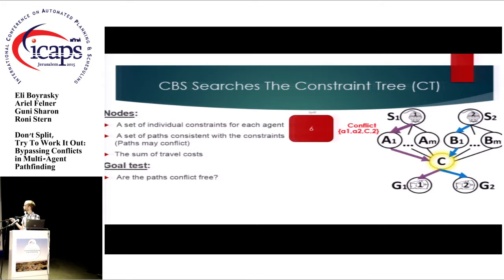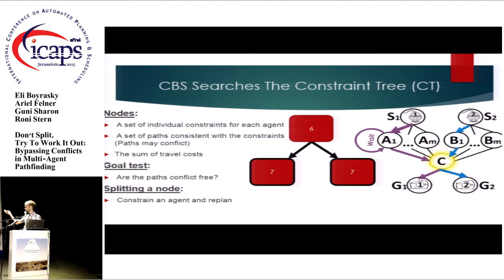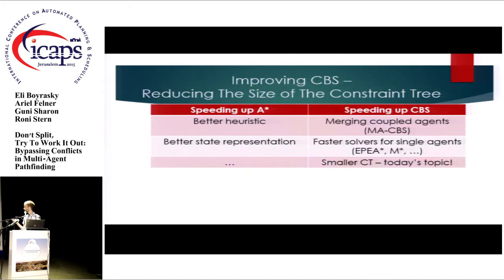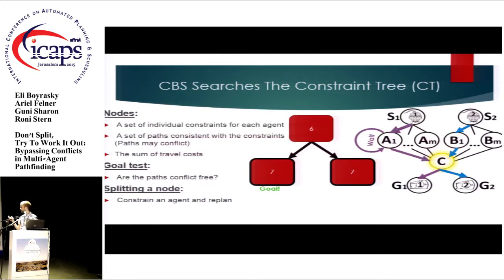So we perform the split operator. The logic of the split operator is that either mouse number one can't be in C in time step 2, or mouse number two mustn't be in C in time step 2. They can't both be there at the same time. So we create two child nodes, each one with a new constraint. Here we constrain the left mouse not to enter C at time step 2, so it must wait before entering C. That's why the overall cost is now 7, and there's no conflict, so we find the goal in the left child. The right child is, of course, also a goal, but we don't get to it.